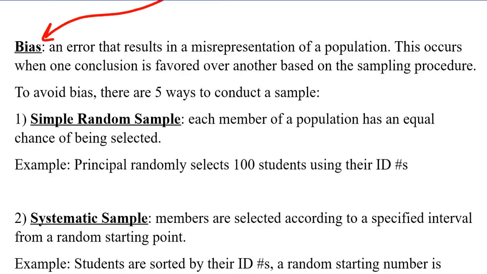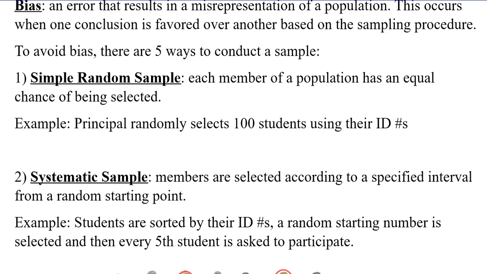The first and best way is a simple random sample. That's when each member of a population has an equal chance of being selected. This is the one that avoids bias the best out of all of them. An example using that principal selecting students for the survey would be maybe the principal randomly selects 100 students using their ID numbers. There's no reason to believe that ID numbers would have a bias, so you should get a nice representation of all groups of people by randomly sampling 100 students using ID numbers.